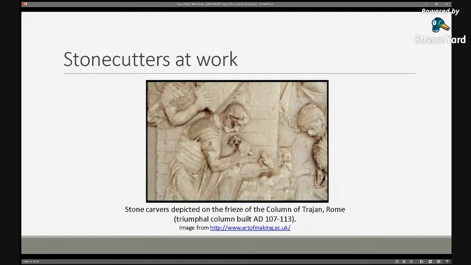We do have some depictions of stonecutters working on their texts. This is one from the column of Trajan, and we can get some idea by looking at both depictions like this in relief and also archaeological evidence, which we'll look at in a second, of the kind of tools that stonecutters would have used when they were working. And I've just noticed that this stonecutter looks like he's in terrible peril because the chap on the top left is holding what looks like a very heavy block of stone right over his head.